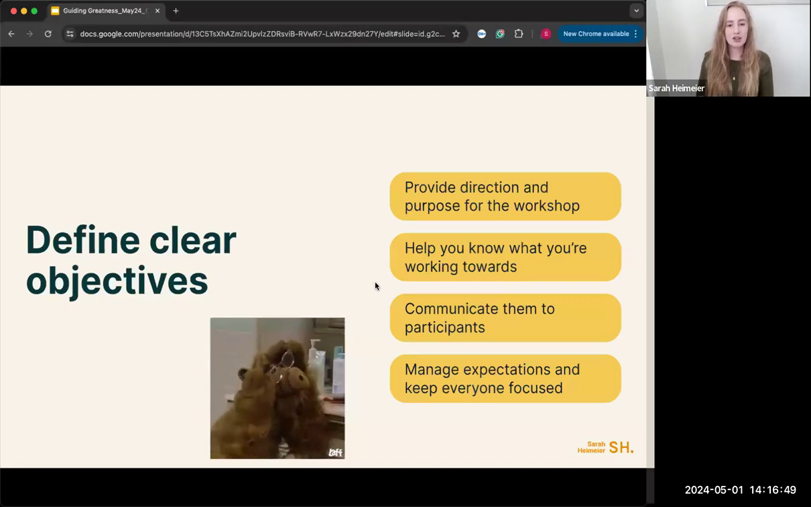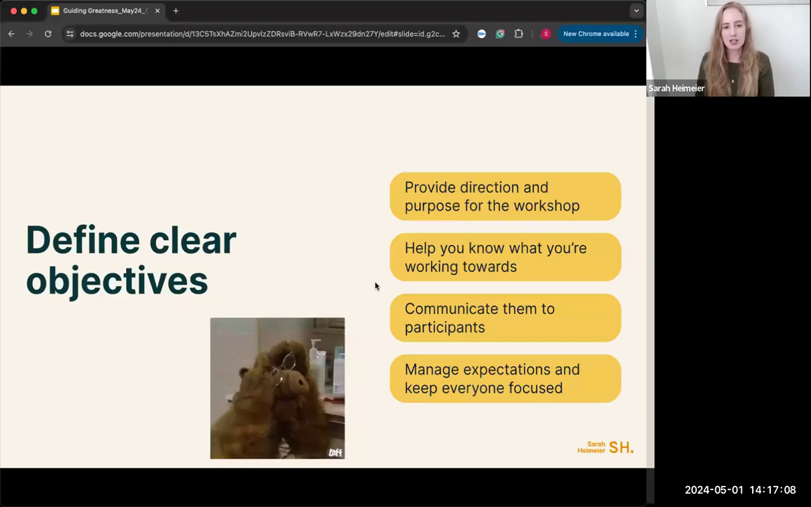And it also helps you to know what you're working towards. Therefore, when you're planning for the workshop, what activities do I need to do? What can I do to get to these outcomes? So you're designing and crafting the activities or questions or things that you're doing in the workshop to enable you to get to those outcomes.